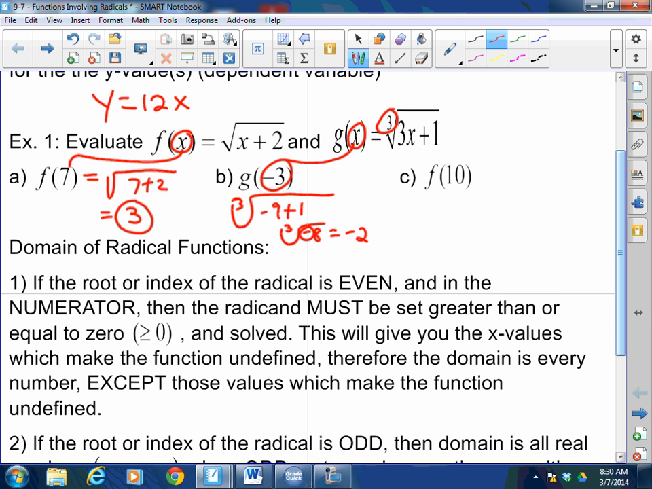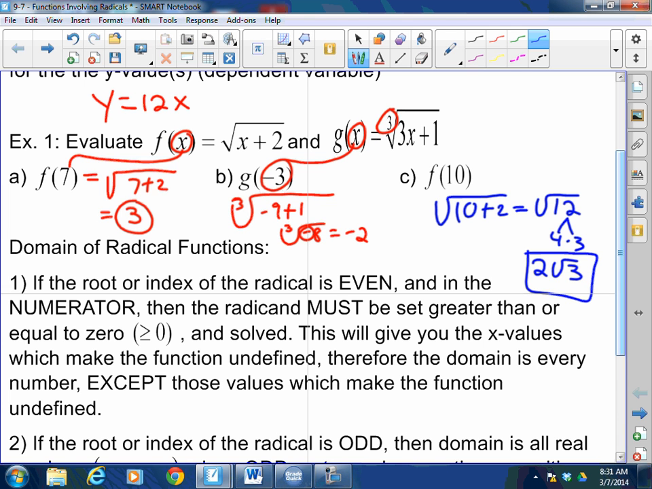f of 10. What am I replacing the x with in f of 10? 10. Very good. So that's 10 plus 2, which is the square root of 12, which breaks down into 4 times 3, so that's 2 square root of 3. Boom. Done. That's the kind of stuff you're usually going to work with, my friends.